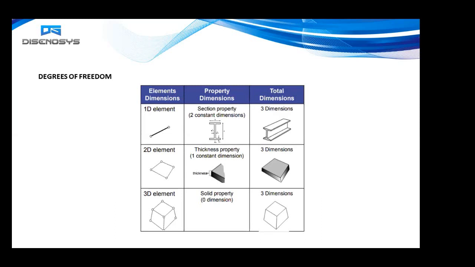Clear? And your pipe element will have all 6 degrees of freedom. So if you take a 1D element, there are 3 different kinds of elements: truss element, beam element, and pipe element. Truss element will have ux and uy, only 2 degrees of freedom. Beam element will have 3 degrees of freedom, ux, uy, and rotation along z. This rotation along z is used to capture the bending capabilities of the beam or column. And pipe element will have all 6 degrees of freedom.